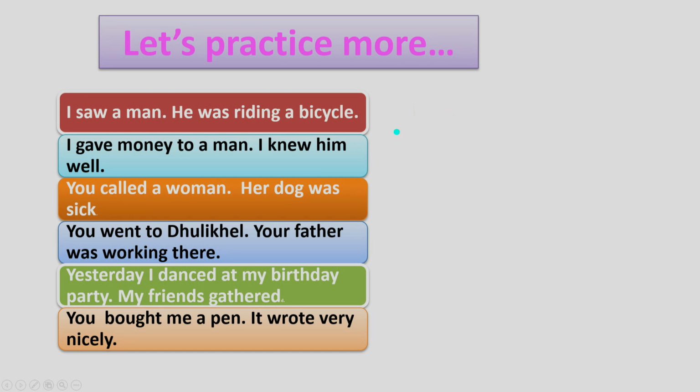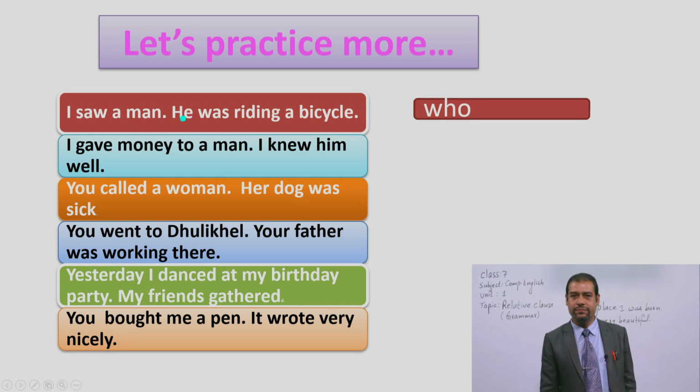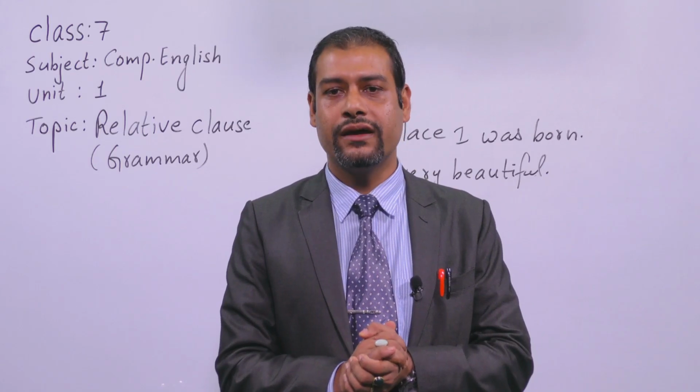For example, for this number one, you can use who to relate, okay, because here is a man. Man is a person and we remove this he, okay, we don't repeat. So your sentence can be, I saw a man who was riding a bicycle. This is how you have to do the rest of the exercise. Is it clear, dear students?